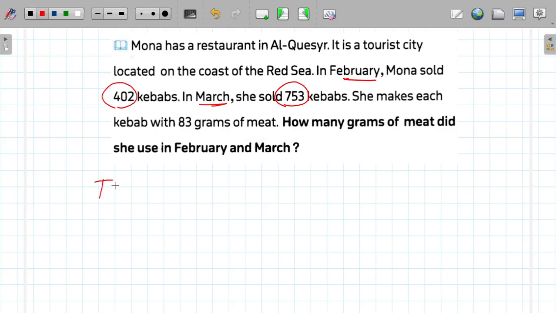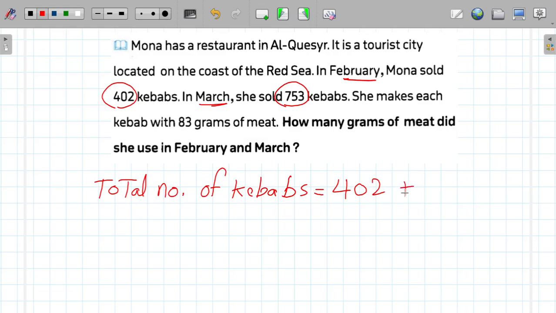Okay, so the total number of kebabs equals, in February she sold 402, and in March she sold 753. So the total will be 2 plus 3 equals 5, 0 plus 5 equals 5, and 4 plus 7 equals 11. So the total number of kebabs is 1,155 kebabs. Okay?